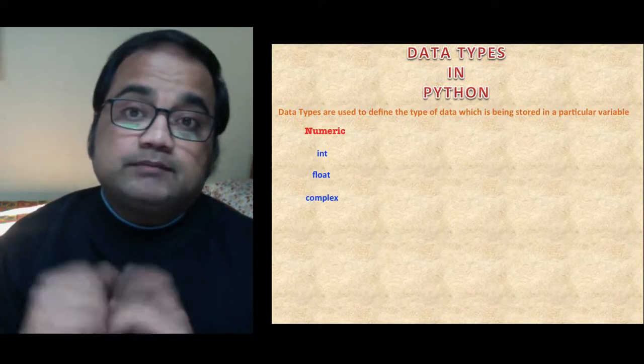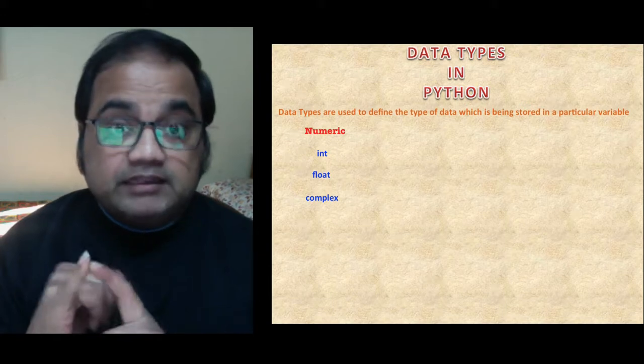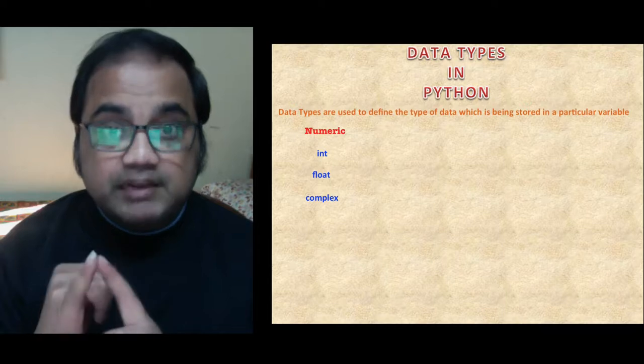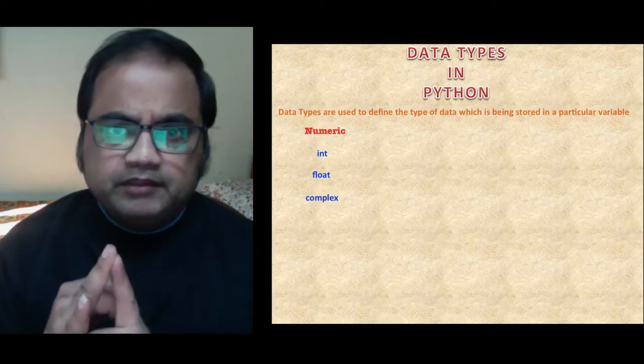A complex number holds two parts: the integer part, that is, the real part, and the imaginary part. It has two parts: real part and imaginary part, right?